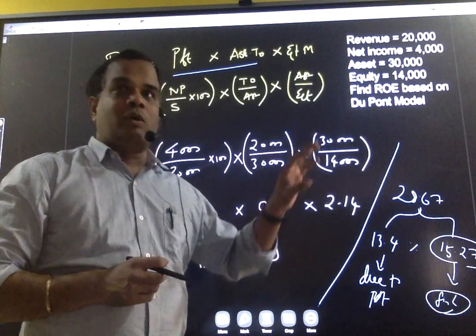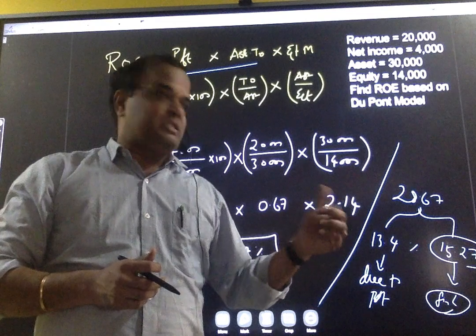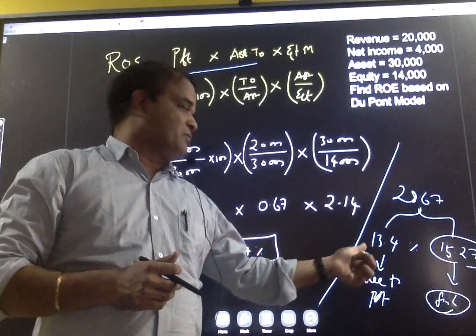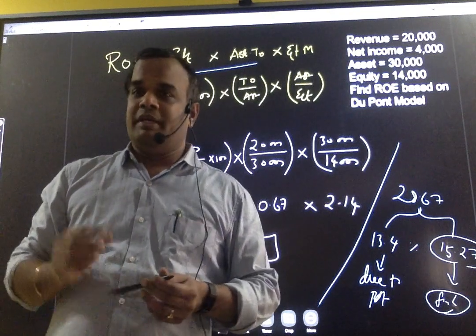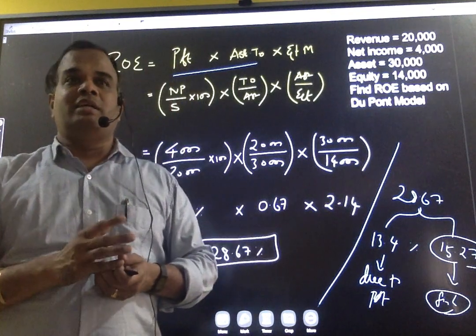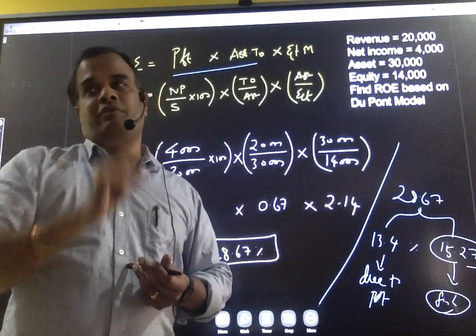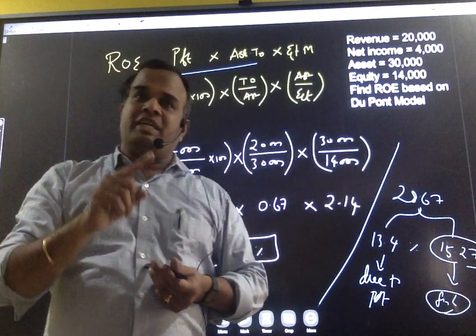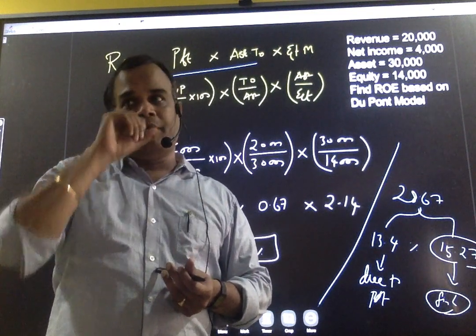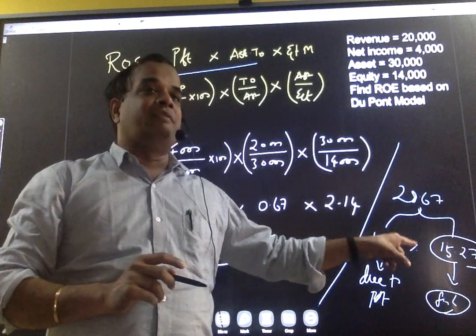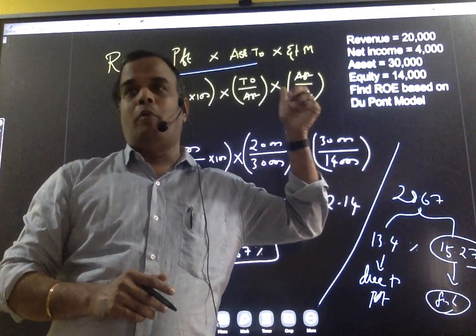Are you able to follow or not? Total return to the equity shareholders is 28.67, out of which 13.4 is due to profit margin, and the remaining 15.27% is because of our financial leverage, because the cost of debt fund is cheaper than the cost of equity, and we have a tax shield only for debt fund, not for equity fund. Due to that, they are getting an additional 15.27. That concept is called the DuPont Model.